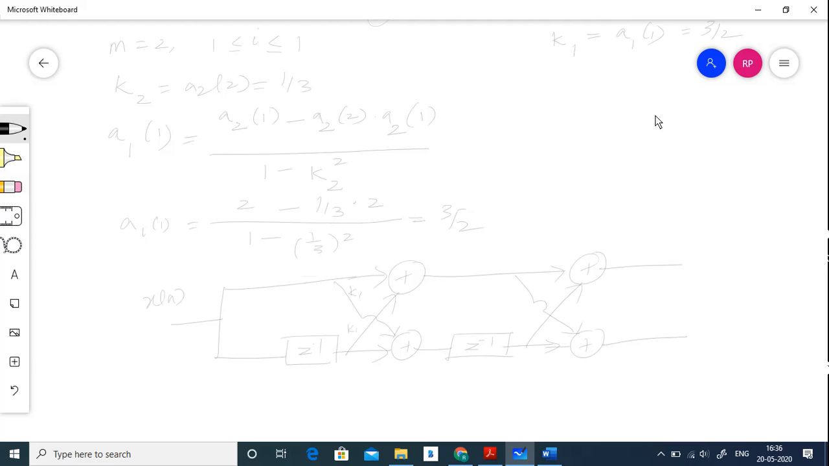The value of K1 is how much? The value of K1 is 3 by 2. Similarly, here you will get K2. The value of K2 is 1 by 3. So I'm going to write that, and here you will get f2 of n, which is the same as y of n. Here you will get r2 of n. So from this we can easily say that we were able to realize the given filter using the lattice structure.